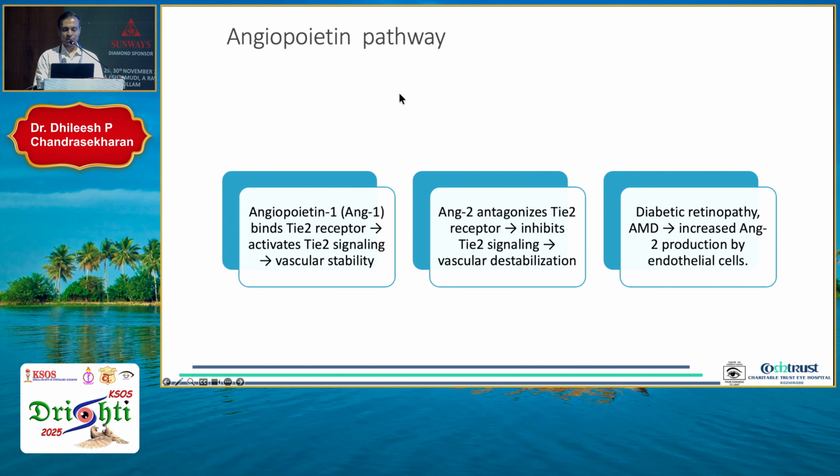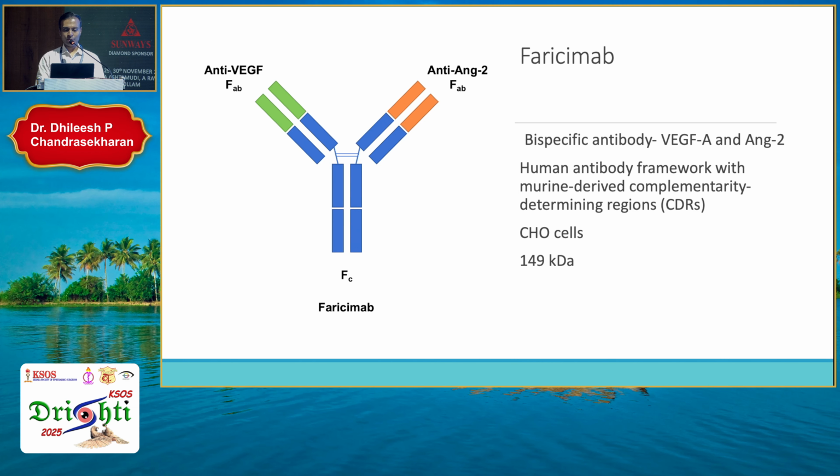Coming to the other pathway that these molecules address, the angiopoietin pathway. Normally the angiopoietin 1 pathway binds the Tie2 receptor and causes vascular stabilization, whereas angiopoietin 2 binds to the same receptor and causes vascular destabilization. And in chronic retinal diseases, there is an increase in angiopoietin 2. So faricimab is a drug which binds both VEGF as well as angiopoietin 2, and it is also synthesized from CHO, Chinese hamster ovary cells.